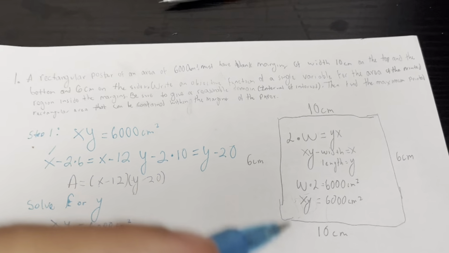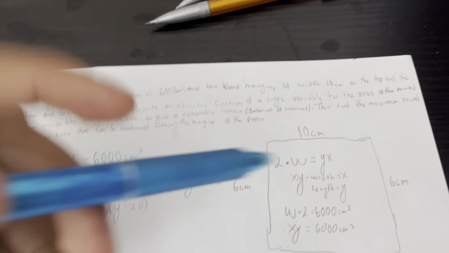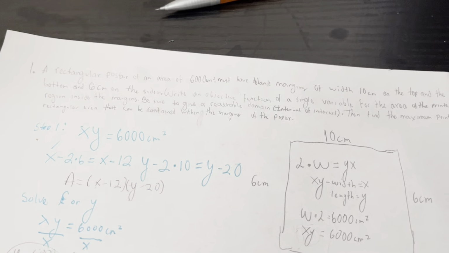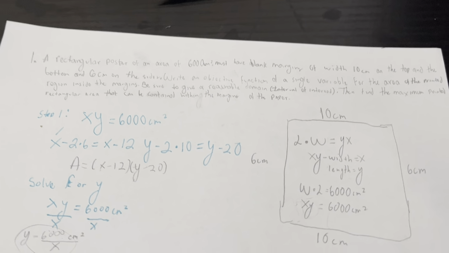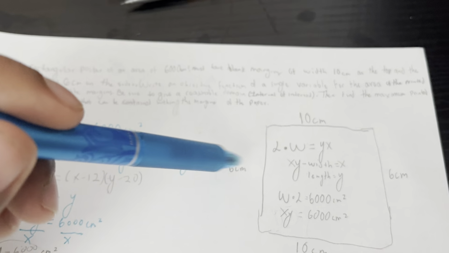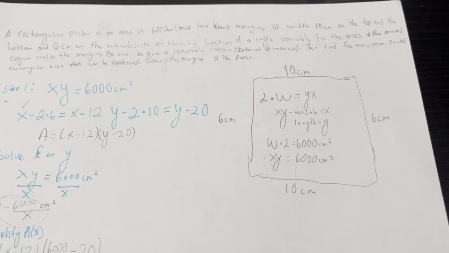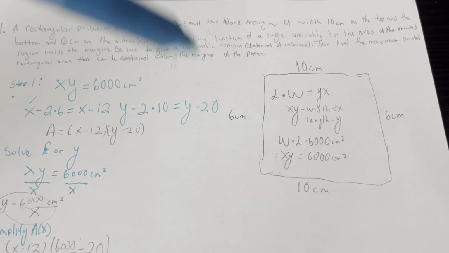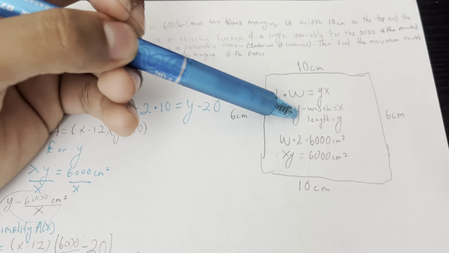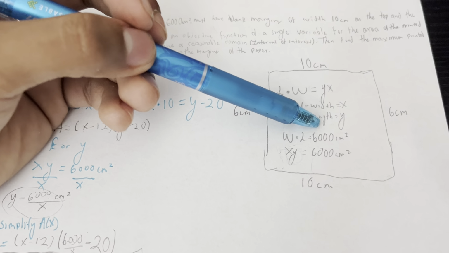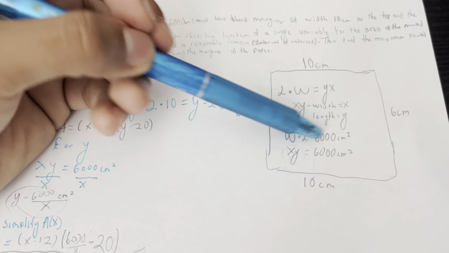So first off, I decided to do the diagrams. Basically, we are told that the margins of width 10 centimeters on the top and on the bottom, and 6 centimeters on the side. So we have 6 centimeters over here on both sides, and then we have 10 centimeters on the bottom and on the top. So how do we find the area? Well, we use length times width. X is going to be our width, and then length is going to be our y.